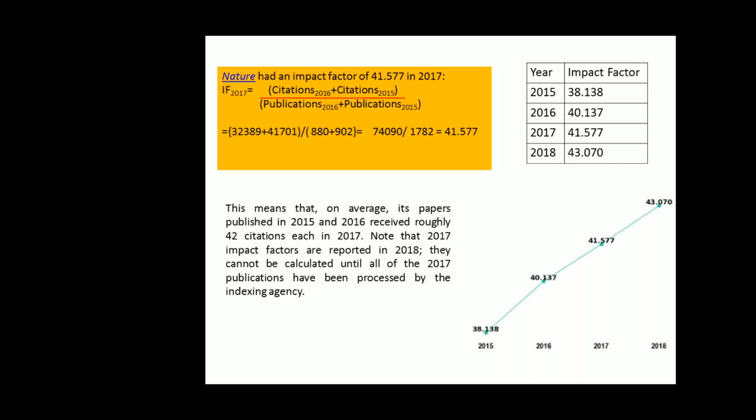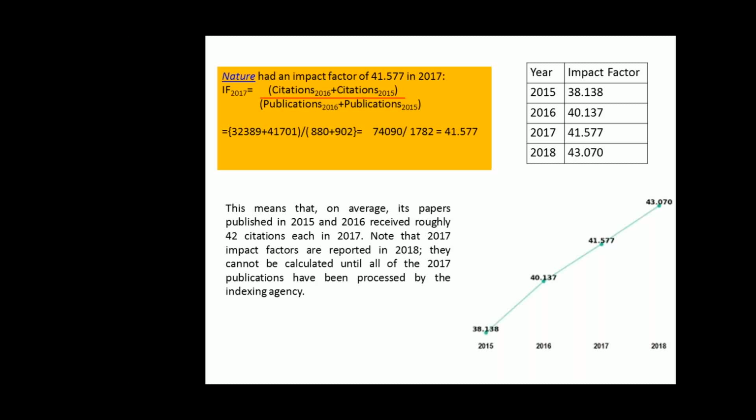41.577. I am also comparing the impact factor for the past 4 years of the Nature journal. In the year 2015, the impact factor is 38.138. In 2016, it is 40.137. In 2017, 41.577. In 2018, 43.07. This means that an average of its papers published in 2015 and 2016 received roughly 42 citations each in 2017. You can see the growth of the impact factor of the Nature journal.